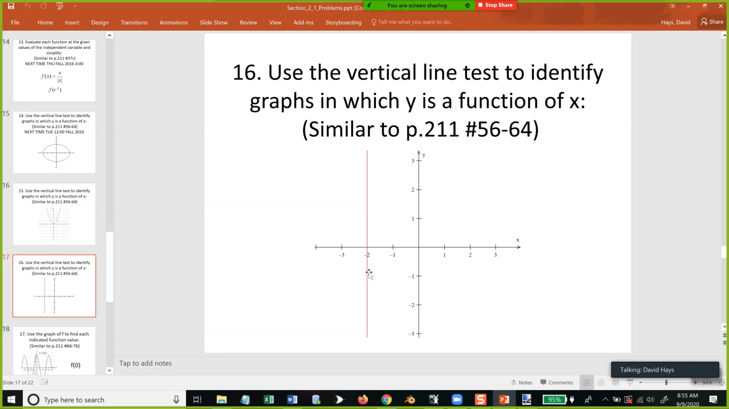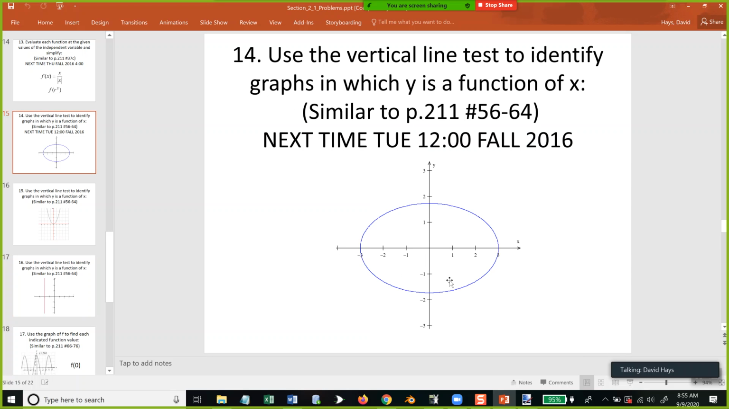And I said in my easier definition, if you have x is equal to a number, it's not a function. Now, what causes this to curve around like this is where you have y to an even power. So that fails from that standpoint.